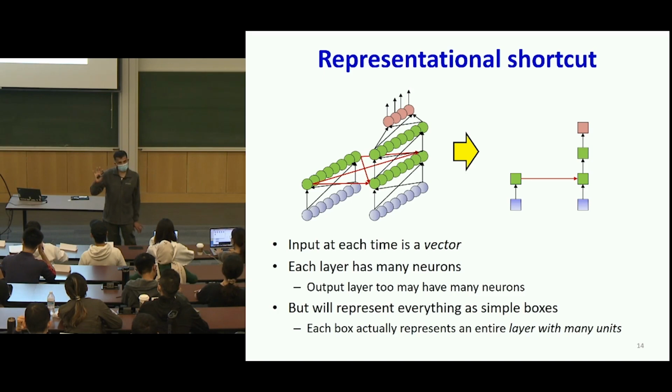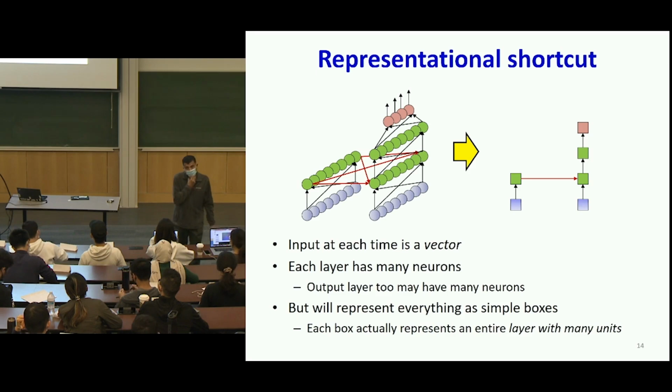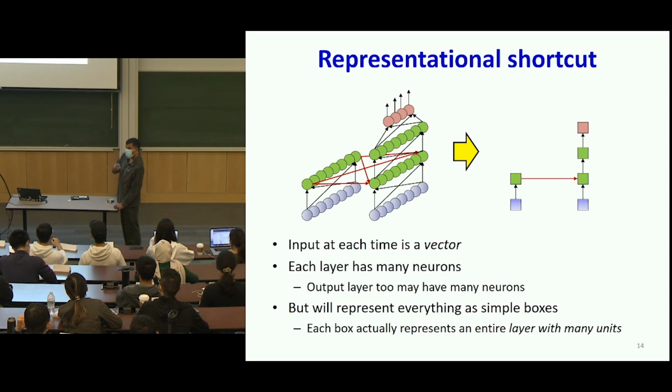So don't get confused. When you see a dot, it doesn't mean that I have parallel connections. It's an entire layer of neurons. I have not specified how many neurons or how many units there are in the layer. And the set of connections from the source to the destination of every link is complete.